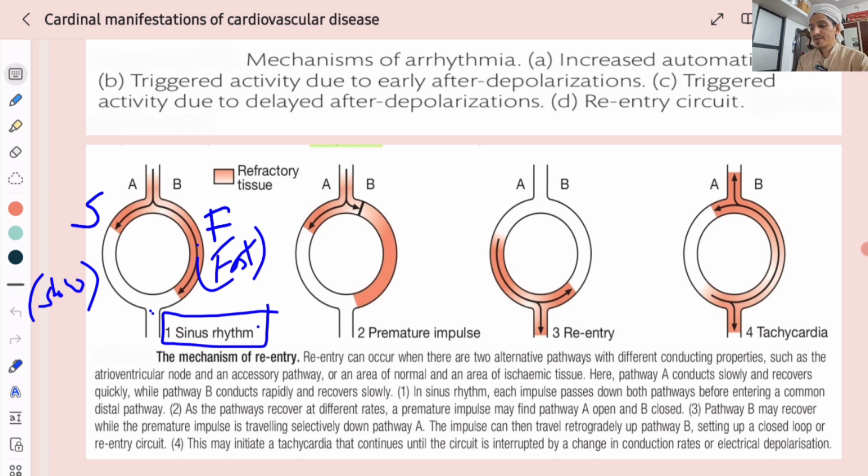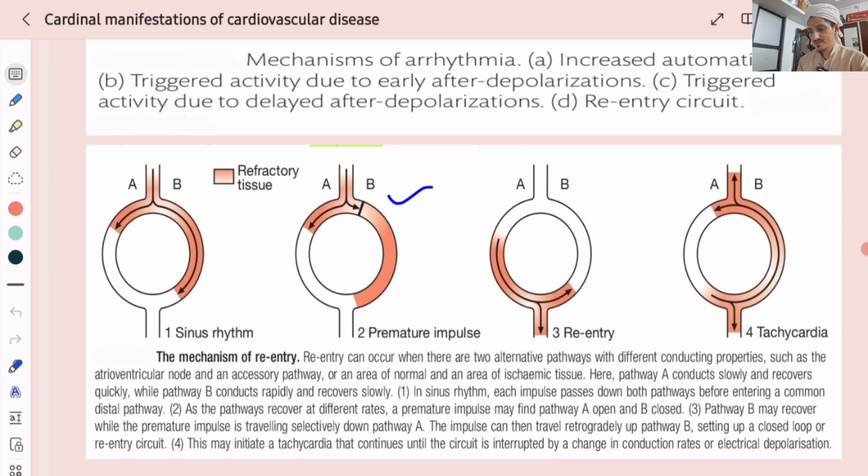As the pathways recover at different rates, a premature impulse may find pathway A open and B closed. Sorry to say, the fast pathway is still in its recovery period, and the slow pathway, because it recovers quickly, has its refractory period gone. So a premature impulse may find pathway A open and B closed, as shown here. In this third diagram, pathway B may recover while the premature impulse is traveling selectively down pathway A. The impulse can then travel retrogradely up pathway B, setting up a closed loop or re-entry circuit.